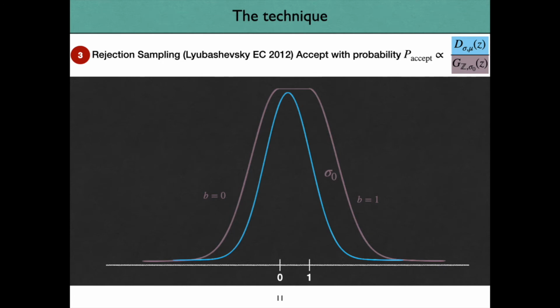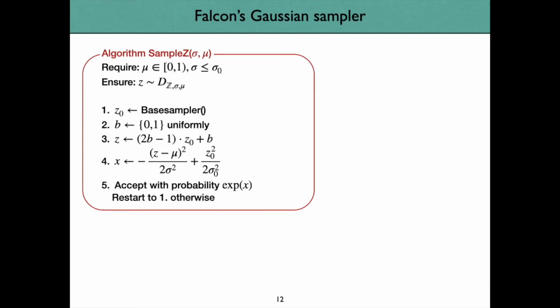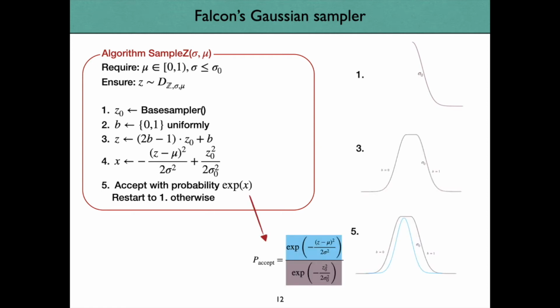In the third step, we use a rejection sampling technique to recover the target distribution. More specifically, we will accept our sample with a probability that is the ratio between the blue distribution and the pink distribution. Here is the overview of our Gaussian sampler, and we can recognize our three steps. In the last step, if we compute the ratio, we see that it is the ratio between two exponentials.